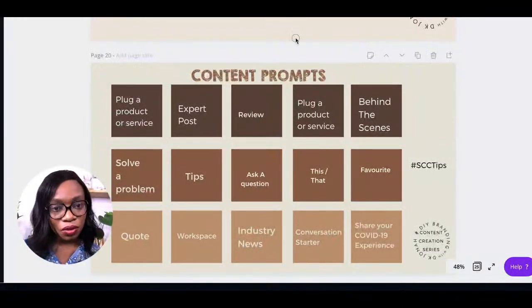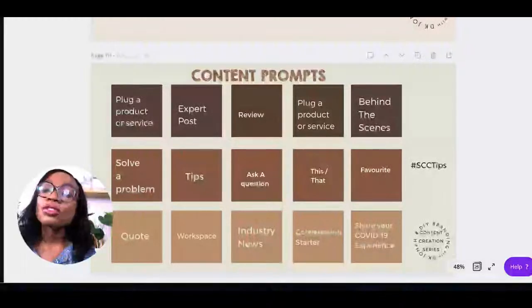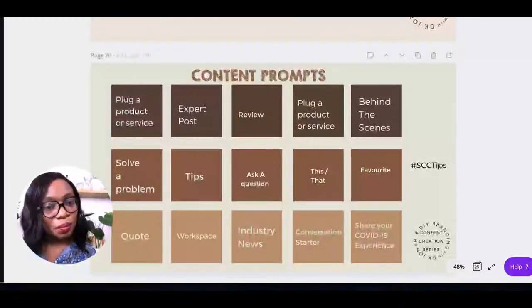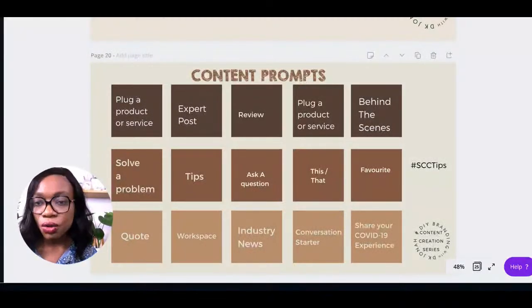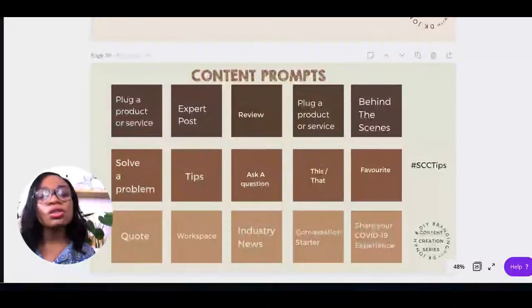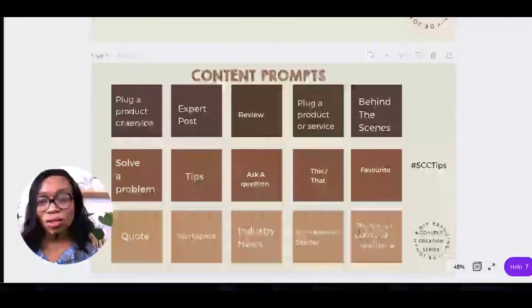So you could pick from this. I'm not saying you must do all the 15. I gave you 15 so you will have options. Plug a product or service, that means sell. Expert post, or the card book, that could be an article you've written on antibiotics. It could be the reason you are talking about antibiotics. Review could be somebody's review on your product or your service or your paper. Plug a product or service again. More than once, please. We are plugging more than once.